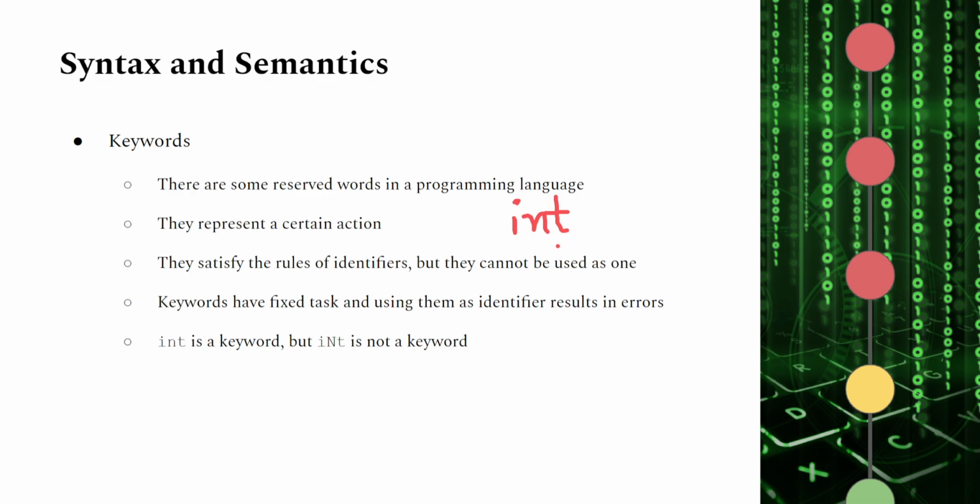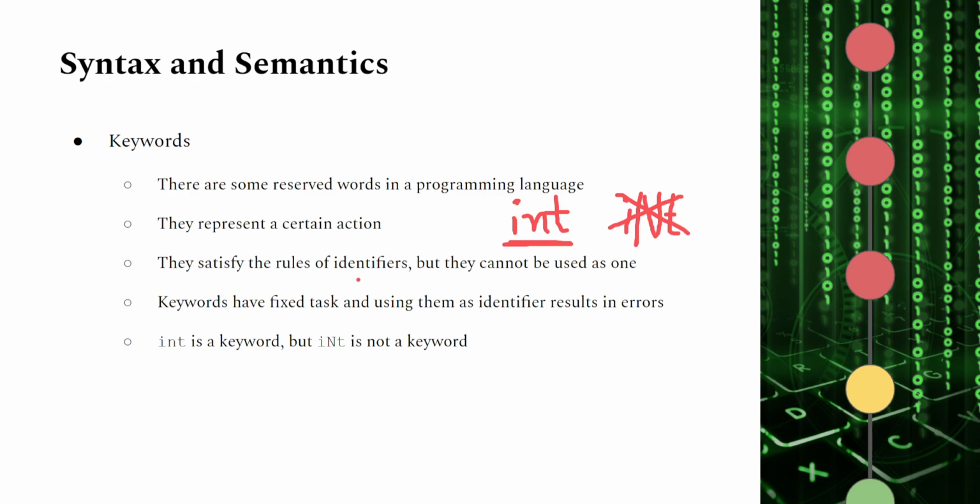By writing integer we declare a data type, so integer cannot be used as an identifier. But then again, as I mentioned, because it is case sensitive, capital INT can be used as an identifier, though once again, as I said, it is not promoted to use such cases. But int as a keyword actually has an action associated with it, and hence the reserved words in a programming language, or the keywords, cannot be used as identifiers.